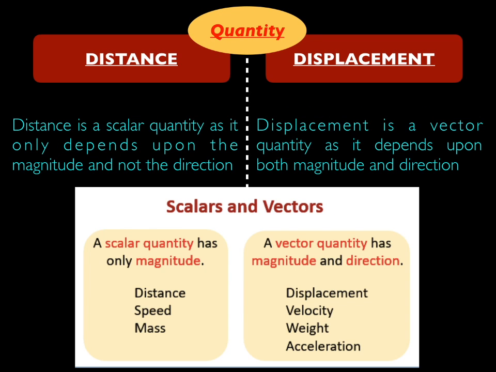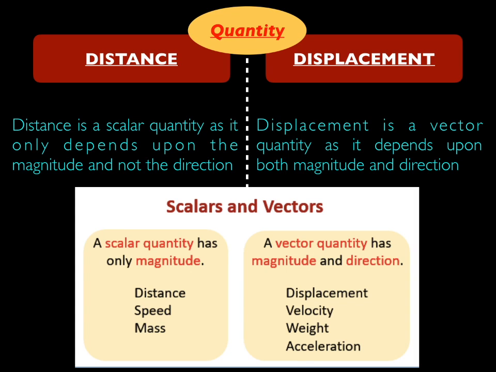Second difference is quantity. Distance is a scalar quantity as it only depends upon the magnitude and not the direction, whereas displacement is a vector quantity as it depends upon both magnitude and direction.